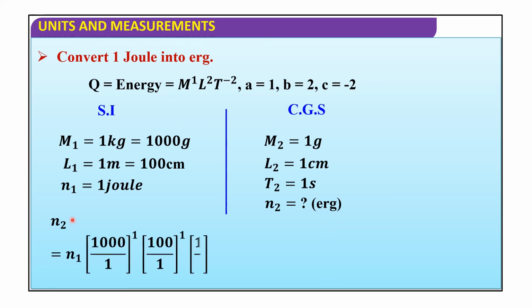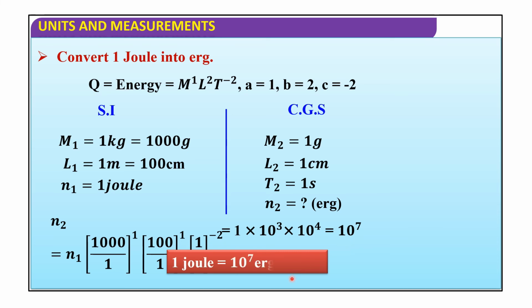So N2 is equal to N1 times 1000 by 1, 100 by 1, and 1 by 1 whole to the power of minus 2. That is equal to 1 into 10 cube into 10 to the power of 4, that is 10 to the power of 7. So 1 joule is equal to 10 to the power of 7 ergs.